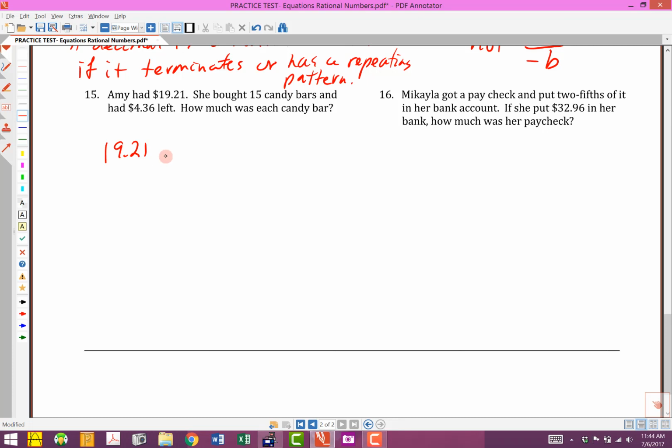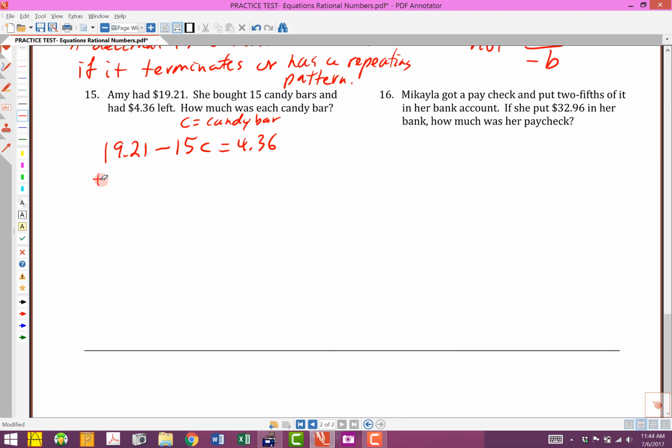$19.21. She bought 15 candy bars, so that means she's going to subtract something from her money, 15 times the number of candy bars, and she's going to end up with $4.36. And this is a pretty good choice of a variable here because it reminds us what we're looking for. So we're going to say C equals the cost of a candy bar. Okay? And then we'll go ahead and solve this.